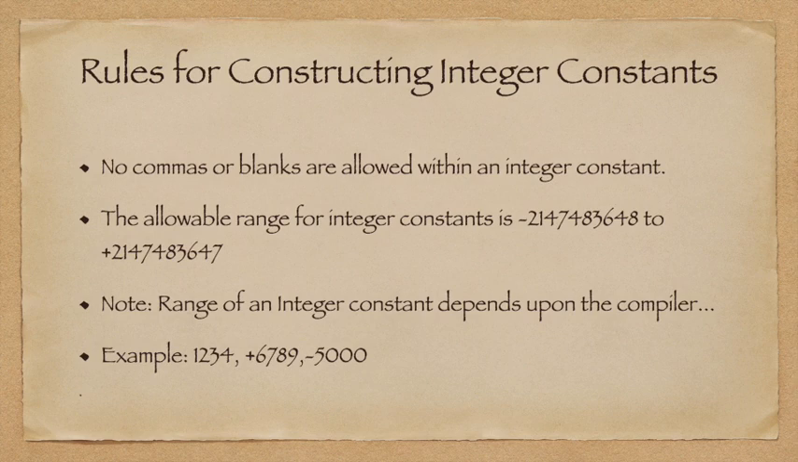Note that the range of the integer constant will again depend upon the compiler. If it is a 16-bit compiler like Turbo C, in such a case, the integer is going to be assigned 2 bytes of space, whereas in the case of 32-bit compilers, the integer is assigned 4 bytes of space. So the range of the integer is going to depend upon the compiler. Examples of integer constants are 1, 2, 3, 4, plus 6, 7, 8, 9, minus 5000, etc.